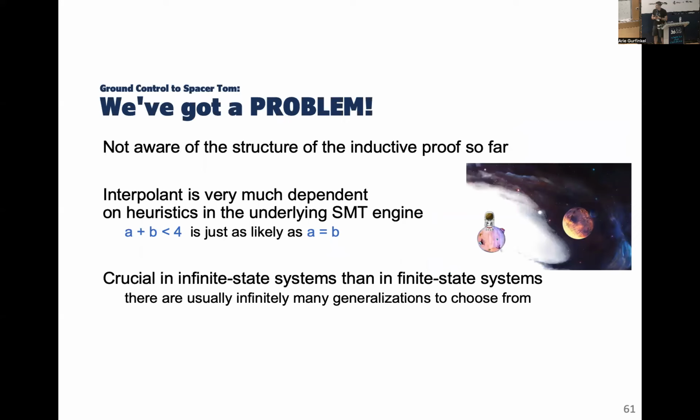But the problem is that interpolation is very unpredictable. Right? We're doing generalization very locally. We're basically asking an SMT solver, why did you think this happened? And it gives us a reason. Sometimes this reason is something nice, like A equals B. Sometimes it's not nice, like A plus B less than 4. Sometimes for some problems, A plus B less than 4 is actually the nice one, and A equals B is not the nice one. And there are many, many choices, and an SMT solver doesn't even know which one to pick.